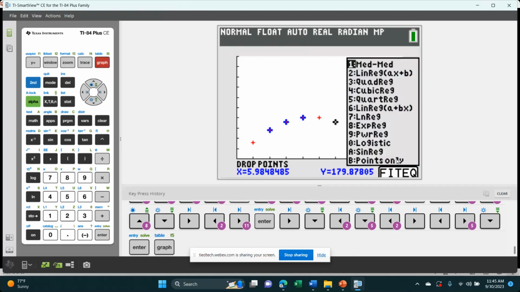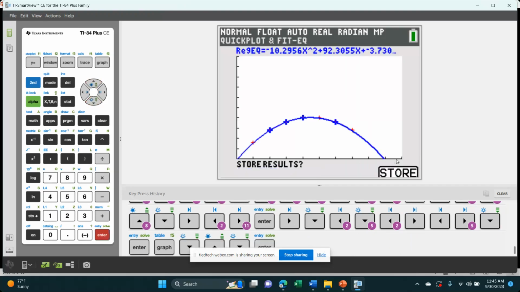So when I choose fit EQ, then I get those regression models again. And if we look down the list, we think that it's quadratic. So that looks like number 3. So I'm going to choose it. And notice that my equation is on my screen. So I have some decimal values that I didn't have earlier. So not quite as clean, but a very close graph to the data that we have.